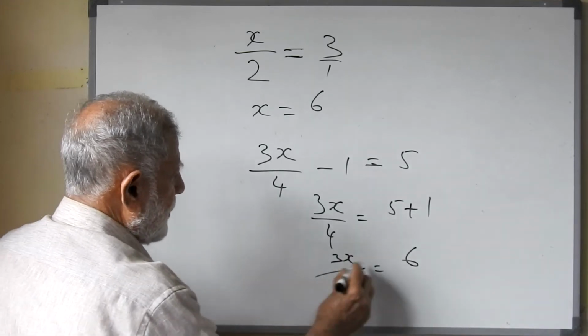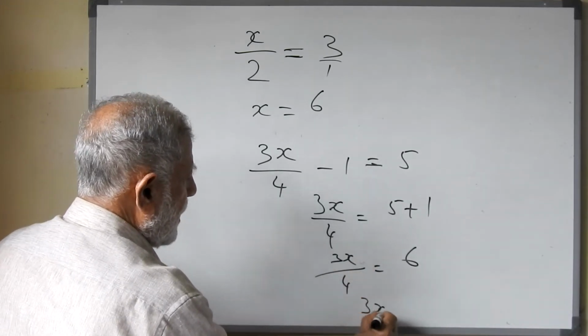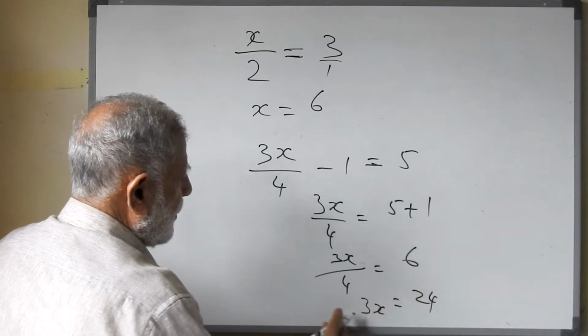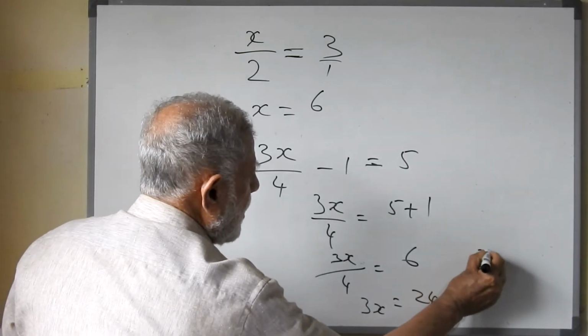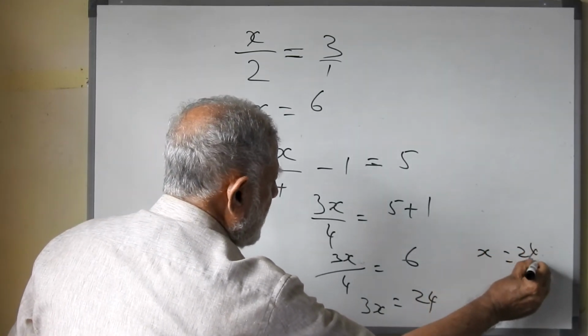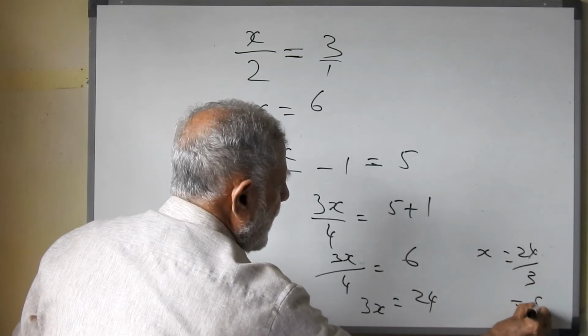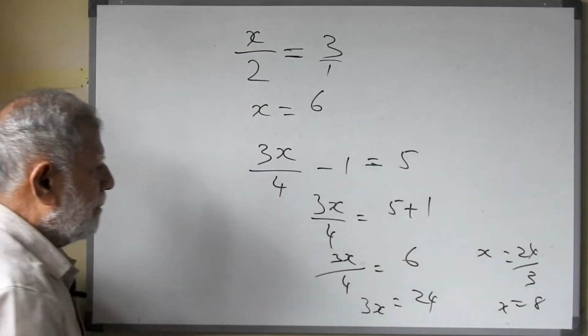Now, cross multiply. 3x into 1 is 3x is equal to 24. 3x equal to 24. x is equal to 24 upon 3. That is equal to 8. x is equal to 8.